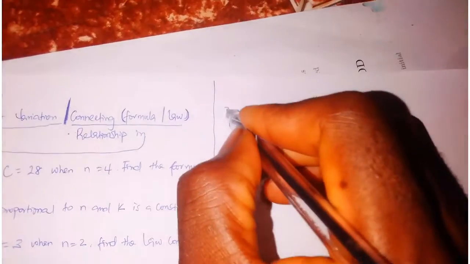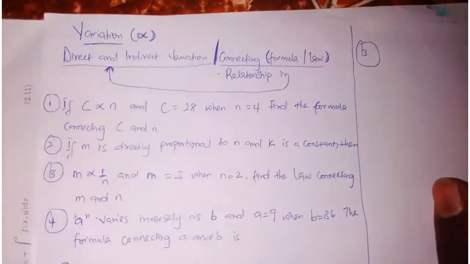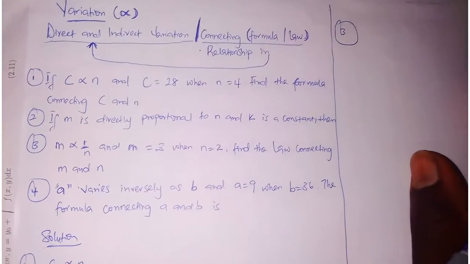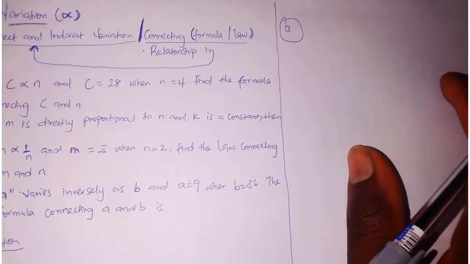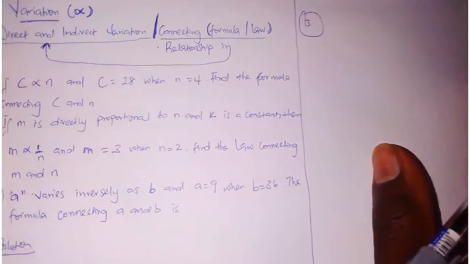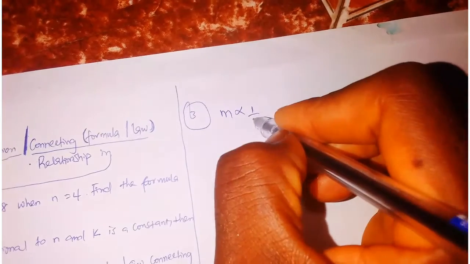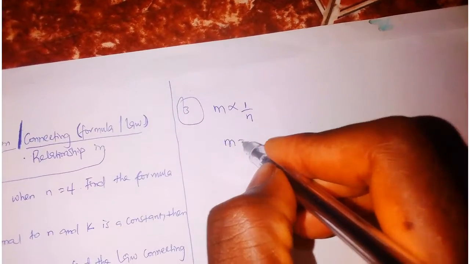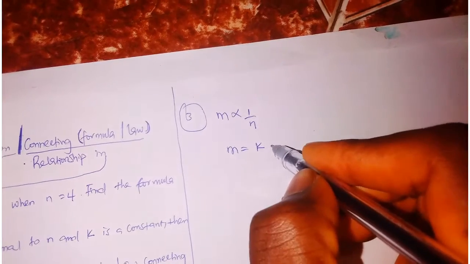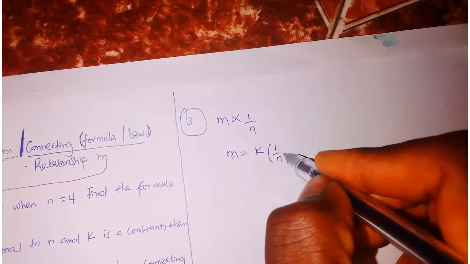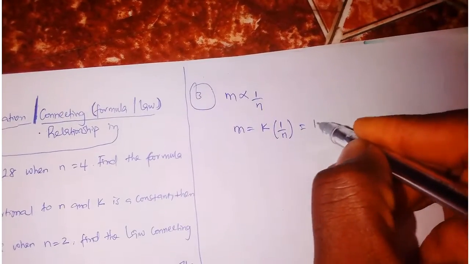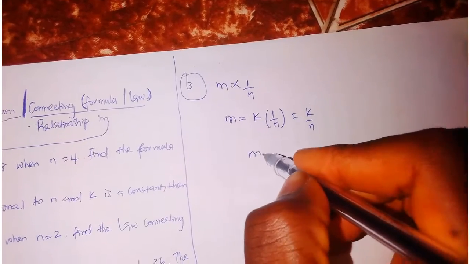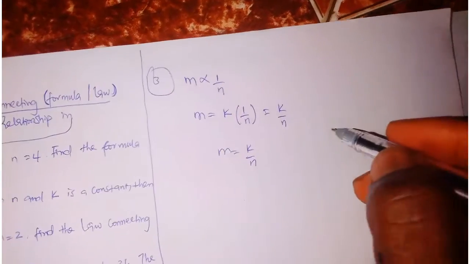For number 3 now, what do we have? Number 3 says M varies inversely as N now, because I have 1 over N. That's why I can say M varies inversely as N, and M is 3 when N is 2. Find the law connecting M and N together. Let's write number 3 question down. M varies inversely as N. Introducing my equals to sign, K automatically comes in, K times 1 over N, as I did for number 1. Which becomes K over N. So I'm going to have M equals K over N in this case.